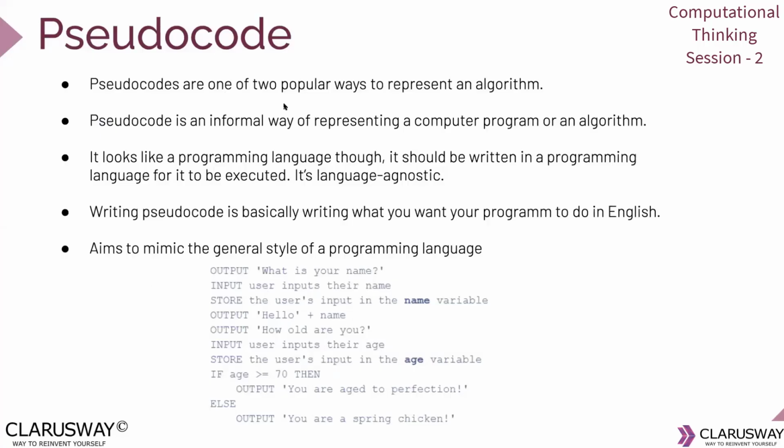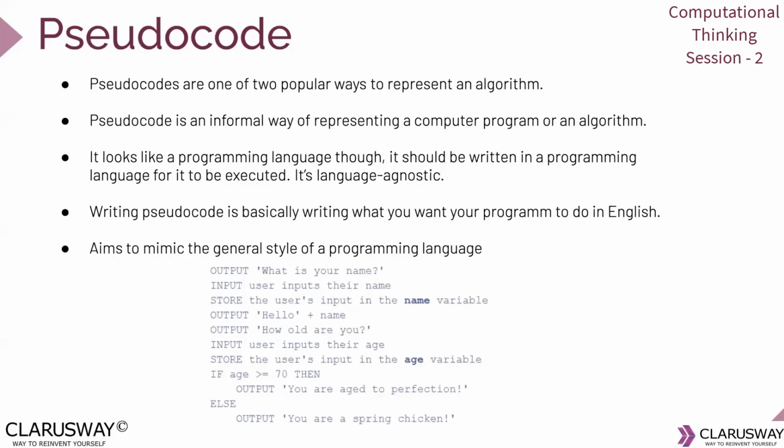And here we have some rather more formal definitions of pseudocode. So let's quickly read through those so that we have further understanding of it. And right after that, we will be starting to see what it looks like. Pseudocodes are one of two popular ways to represent an algorithm. So one of them is flowchart and the other one is pseudocode. Pseudocode is an informal way of representing a computer program or an algorithm. One of you have already put that down in the chat, and we've discussed it a lot, actually. It looks like a programming language, though it should be written in a programming language for it to be executed.